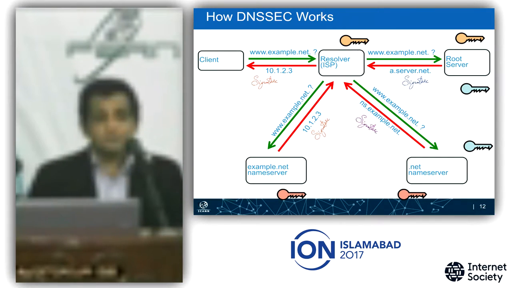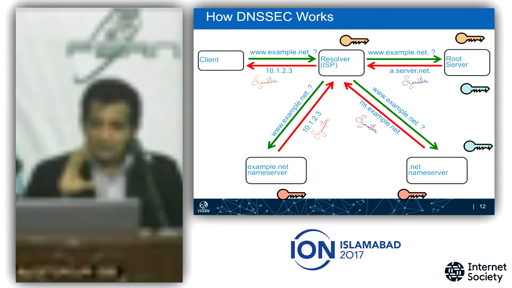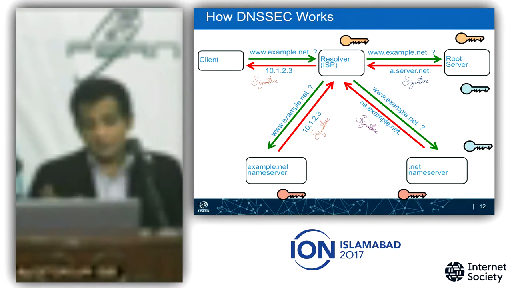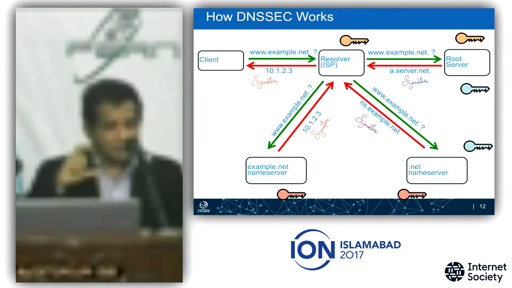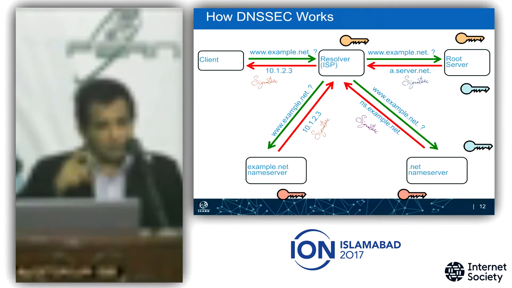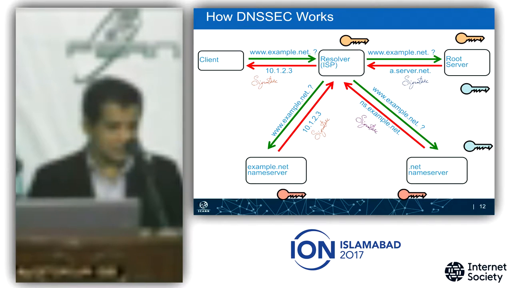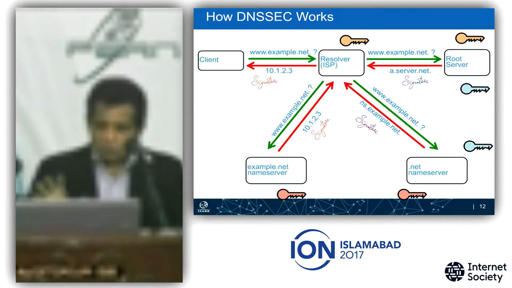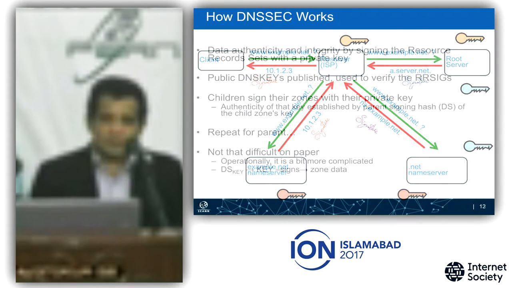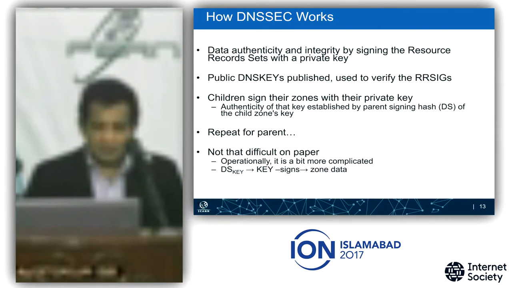So what are we going to do? We have our zone file. Remember the database I mentioned before? We have the zone file. So we digitally sign the zone file, or in other words, we have resource records inside that. Further, we can create some resource record sets inside our zone. So we can sign these resource record sets and create some signatures. And then these signatures can be verified by our public key. To do that, we have to publish our public keys. That's what we are going to do in DNSSEC.